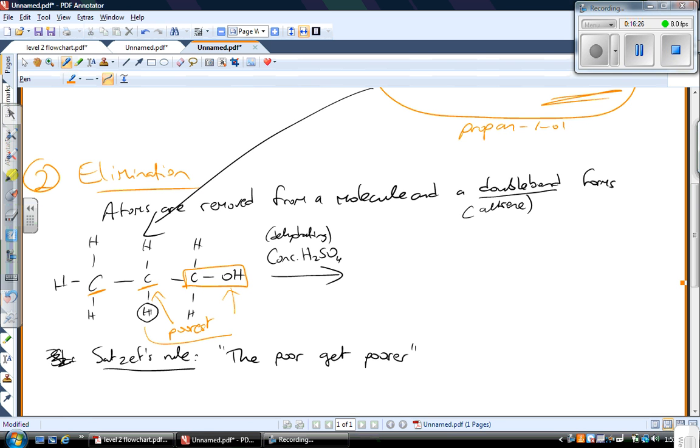And as a result, your product is going to be returning to an alkene. So you're going to have a double bond forming here. You've removed the hydrogen from that central carbon, and you've also removed the OH group from the end here. So you have water as a byproduct of this reaction, which was your eliminated.